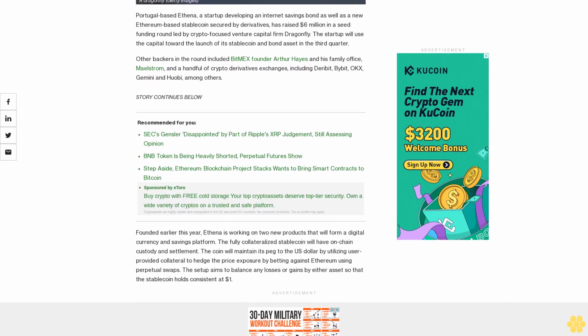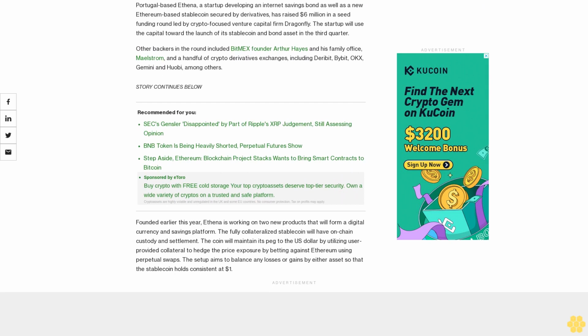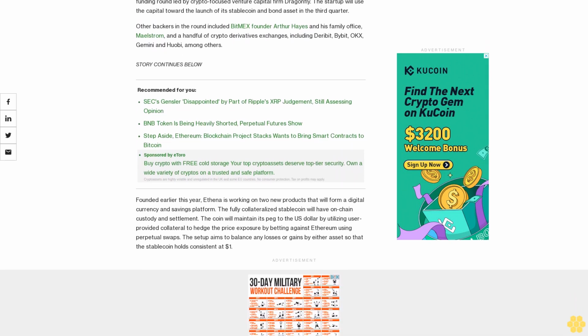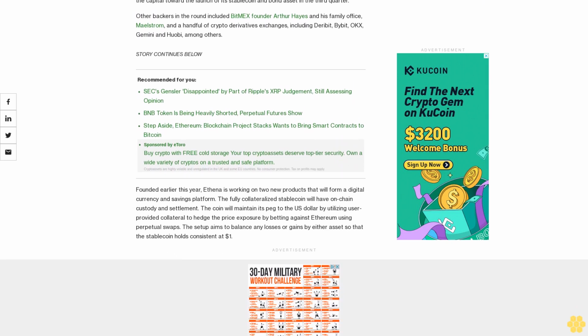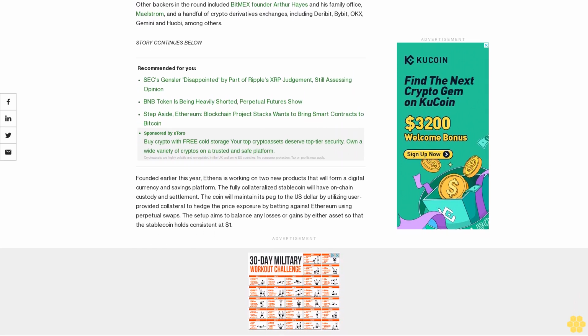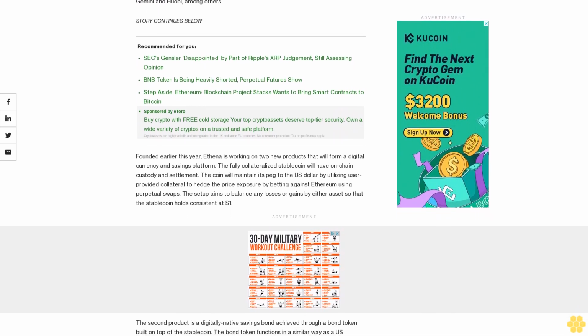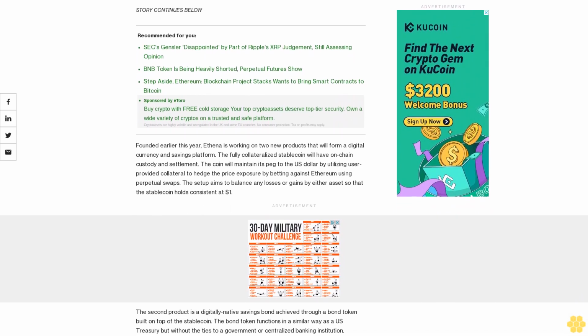The fully collateralized stablecoin will have on-chain custody and settlement. The coin will maintain its peg to the US dollar by utilizing user-provided collateral to hedge the price exposure by betting against Ethereum using perpetual swaps. The setup aims to balance any losses or gains by either asset so that the stablecoin holds consistent at $1.